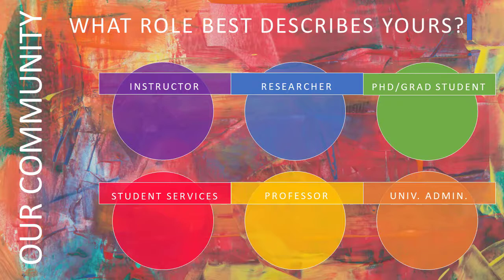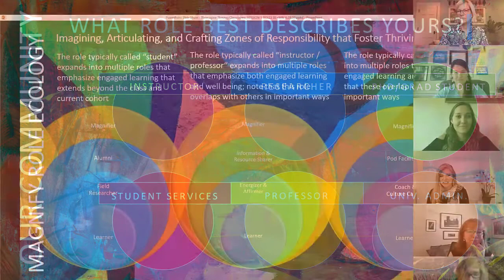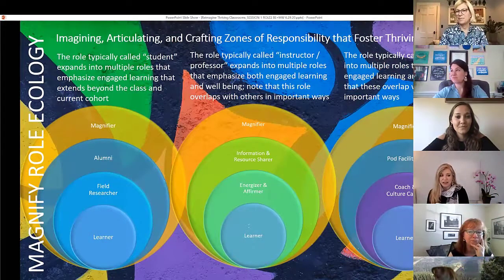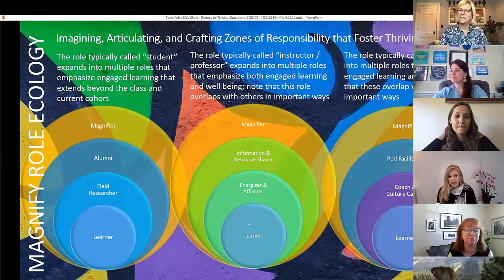annotate where you think you fit in the role ecology of a typical higher education institution. And we gave those roles pretty identifiable labels. But when we talk about Magnify, we really tried to craft a set of roles and a whole ecology of roles that sound a little bit different and spark a different set of meanings. So we have 3 overlapping types of roles here depicted on this very colorful slide.